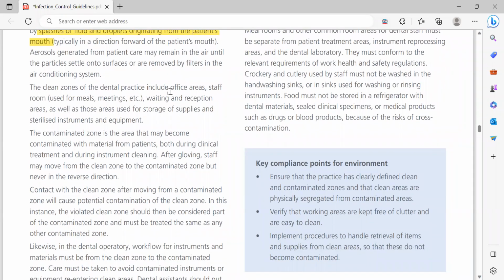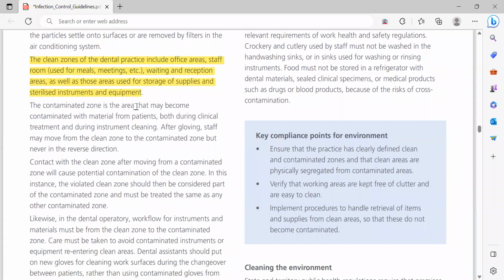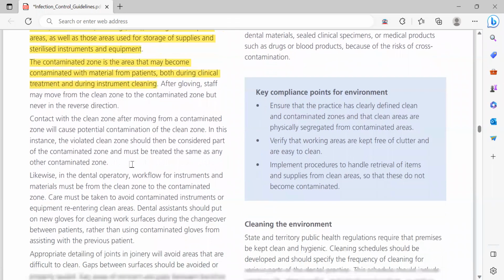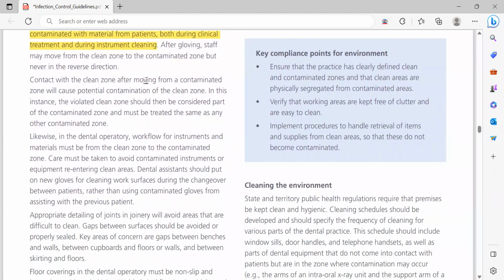The clean zone of the dental practice includes the office area, staff rooms, waiting and reception areas, as well as those areas used for storage of supplies and sterilized instruments and equipment. It is very, very important for you to understand what the clean zone and the contaminated zone are. The contaminated zone is the area that becomes contaminated with material from patients, both during clinical treatment and during instrument cleaning. Contact with the clean zone after moving from a contaminated zone will cause potential contamination of the clean zone.